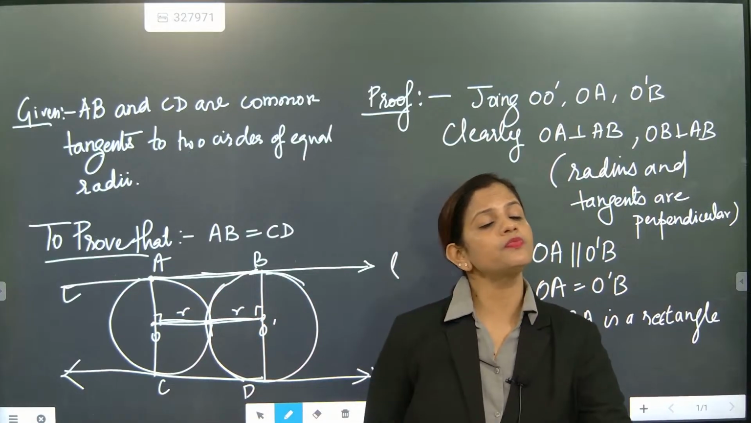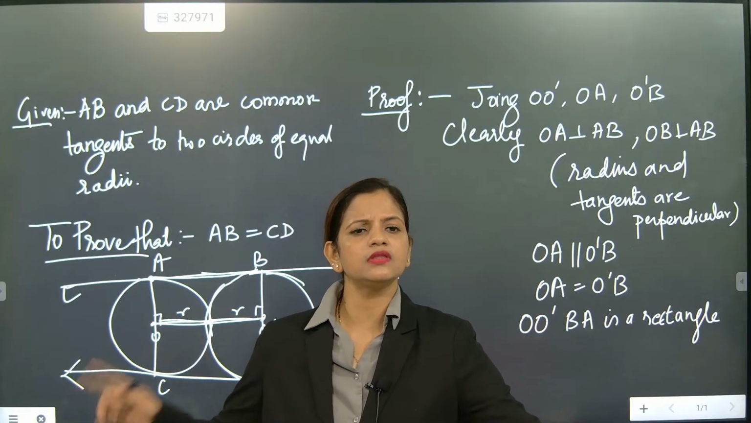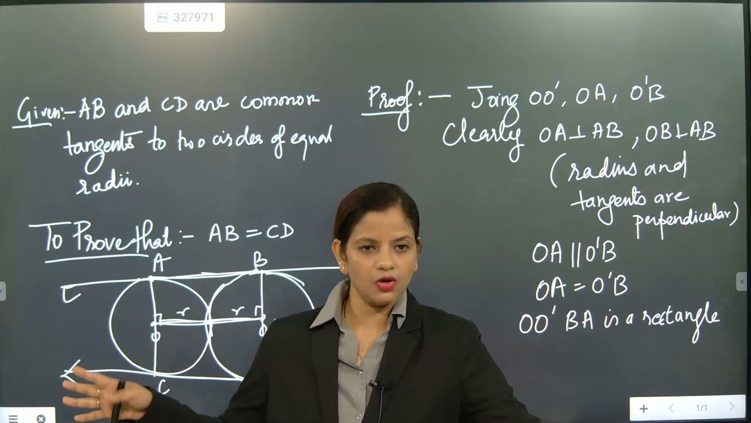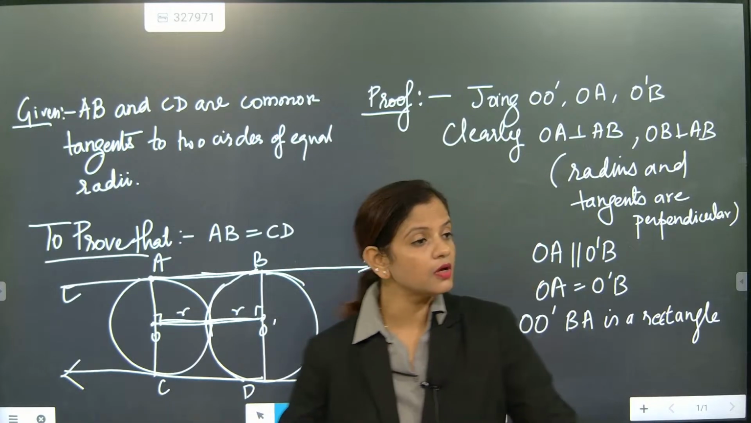You know what the property of a parallelogram is: if one pair of opposite sides are parallel and equal, the figure will be considered a parallelogram. Understood now? So based on that property also we can now say what.